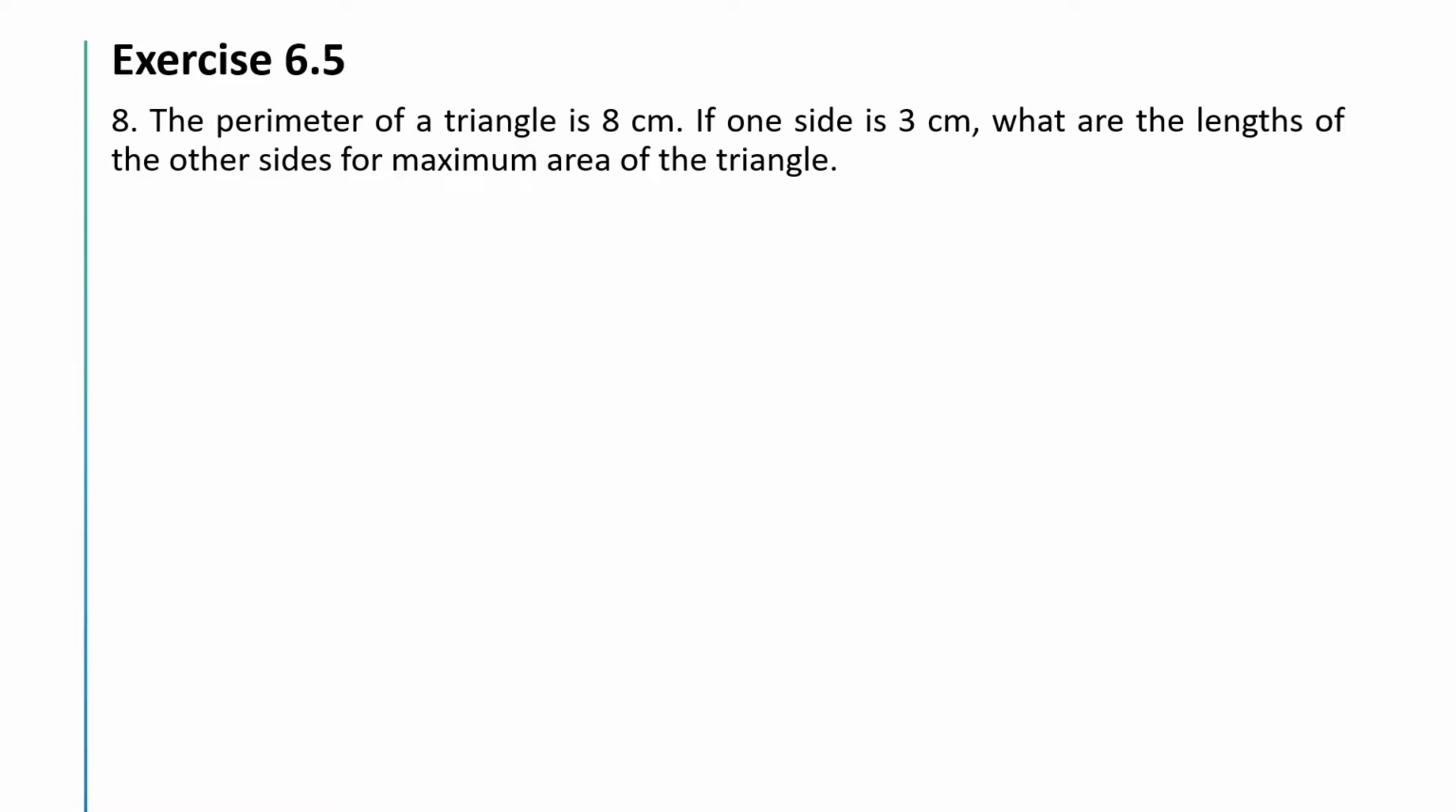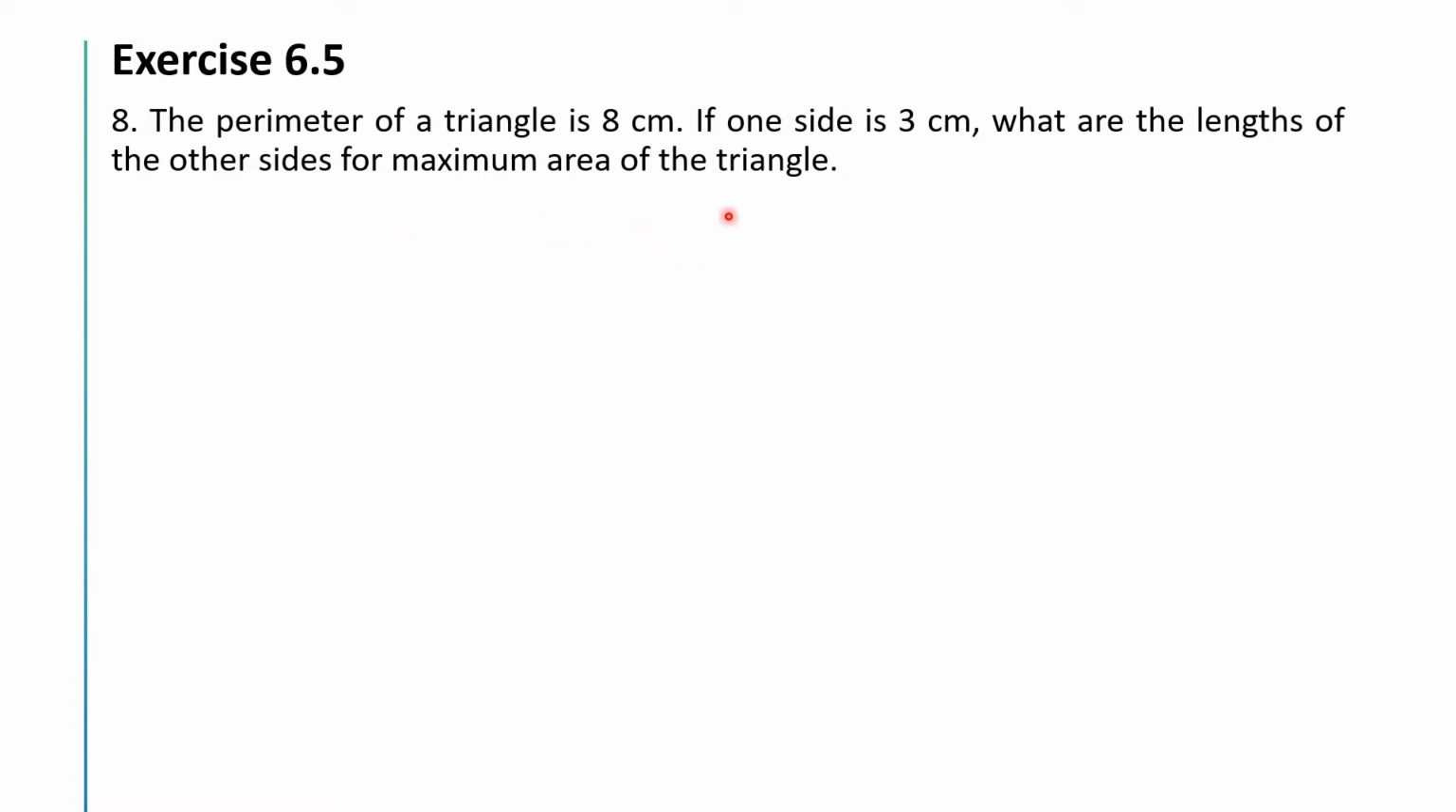Now these are the questions from exercise 6.5 of chapter 6, application of derivatives, from the book Applied Mathematics Class 12 by M.L. Agarwal. The 8th question: the perimeter of a triangle is 8 cm. If one side is 3 cm, what are the lengths of the other sides for maximum area of the triangle? So here it is given the perimeter of a triangle is 8 cm and the length of one side is given as 3 cm. We have to find the lengths of the other sides so that the area of the triangle is maximum.